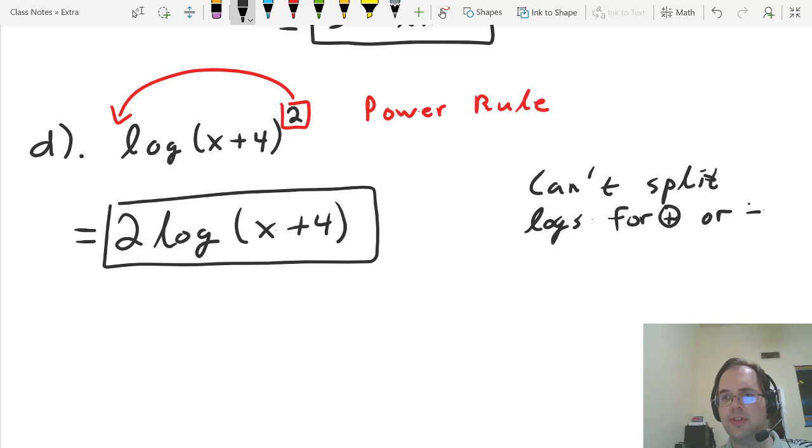Keep in mind that we can't split with addition or subtraction. I just mentioned that here because we have x plus 4 inside. We can't go and split it into two, one for x and one for 4. If it's addition inside of a logarithm, then it just stays inside of the logarithm.